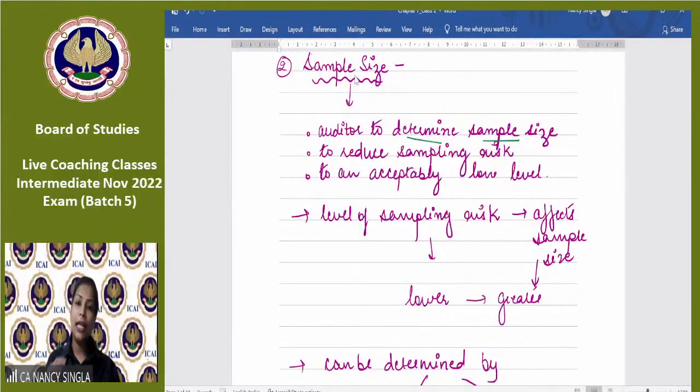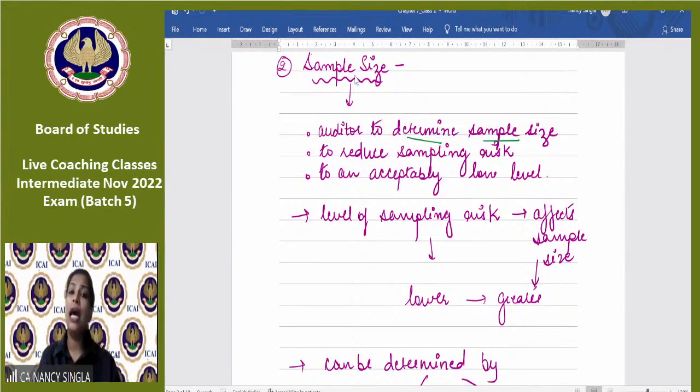For the time being, just try to understand that sampling risk is a risk associated with what? Sampling. If the auditor is doing sampling, that is, he's checking on a sample basis, that is, he's not checking 100% of transactions, some risk will always be there. As audit has its inherent limitation, the limitation of time and cost. That's why we resorted to sampling. Now, sampling as a process itself has some limitations. It cannot give 100% accurate results. So that is called what? Sampling risk. What is sampling risk? We'll be discussing it in detail.